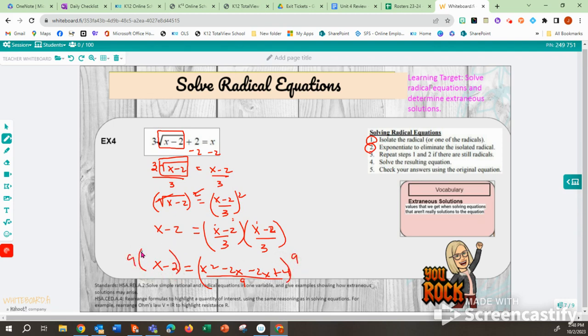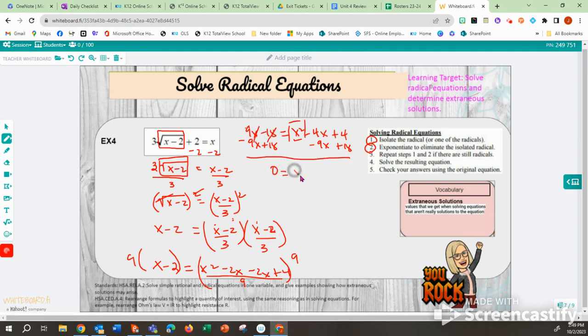I feel like I've already done this problem. This one is similar to 4. So 9 times x is 9x. 9 times negative 2 is negative 18. The 9s cancel. I get x squared minus 4x plus 4. My x squared is on the right-hand side, so I'm going to move the 9x and the 18. It does feel like I've done this one, but once I'm looking at the numbers, I know I haven't.